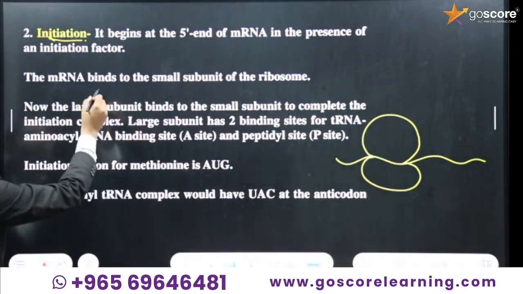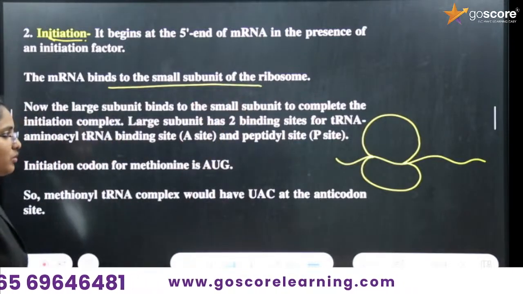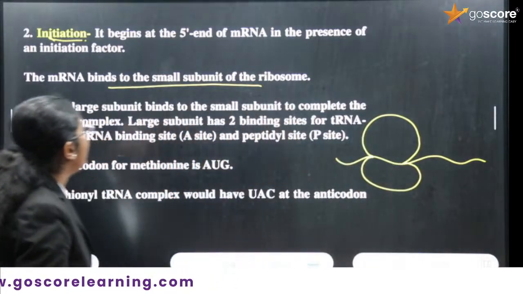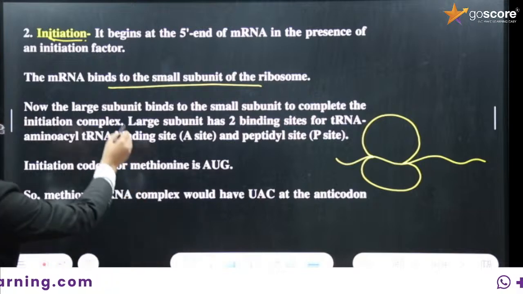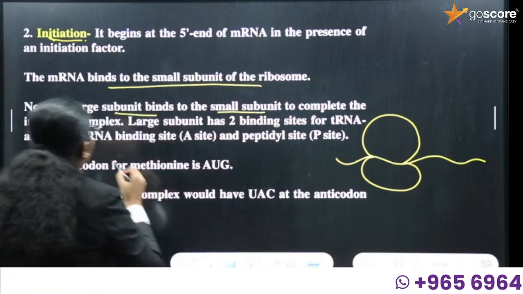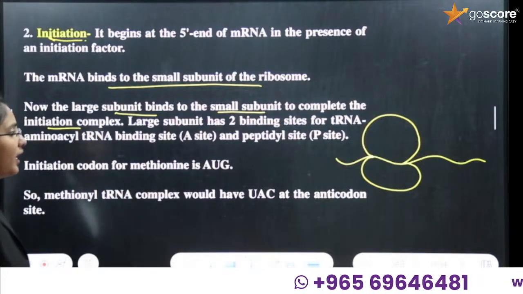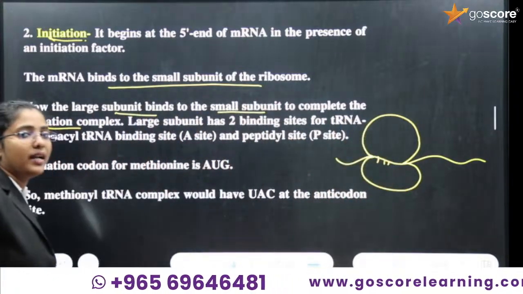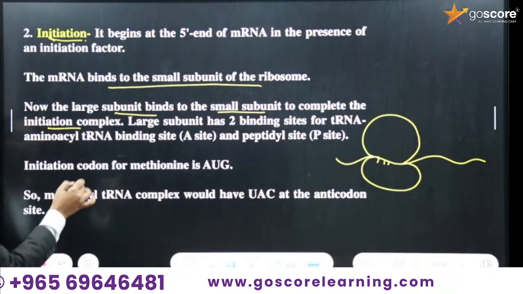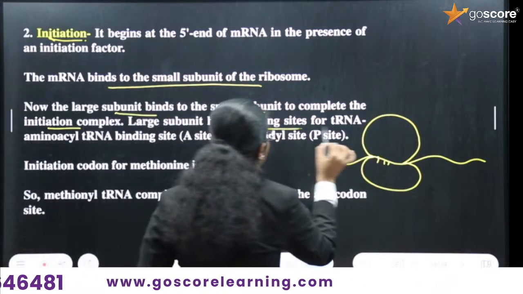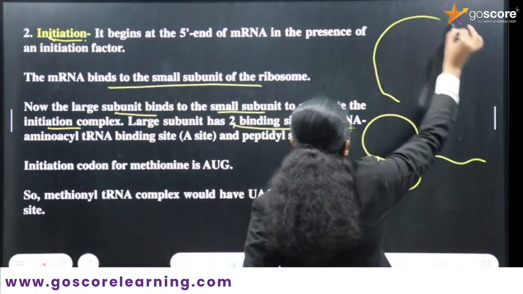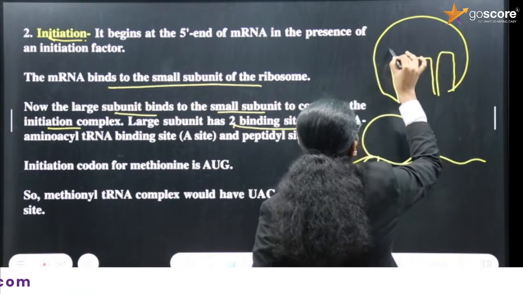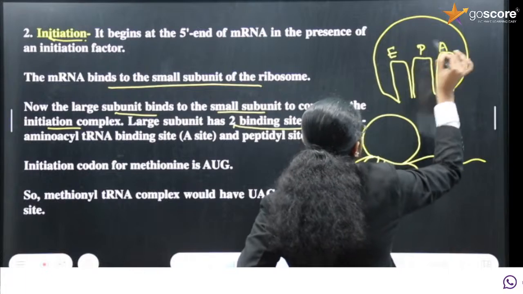Okay, so see, mRNA binds to the small subunit of the ribosome. See, this is the smaller subunit. Towards this subunit, mRNA will be attached. So what happens now? The larger subunit binds to the smaller subunit to complete the initiation complex. After finding the start site, the larger subunit will come and attach. Then the larger subunit has binding sites for tRNA. I told you, if you are considering the structure of the larger subunit, it has three different sites. What are the three different sites? It is the E site, P site and A site.